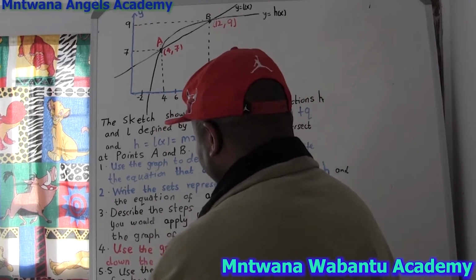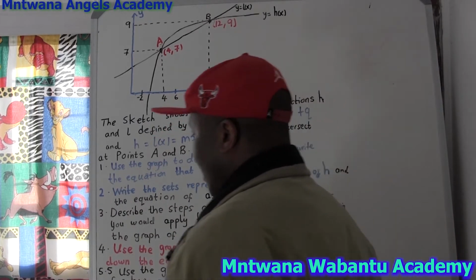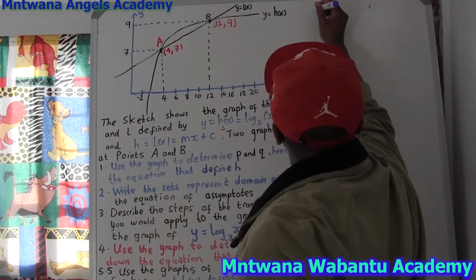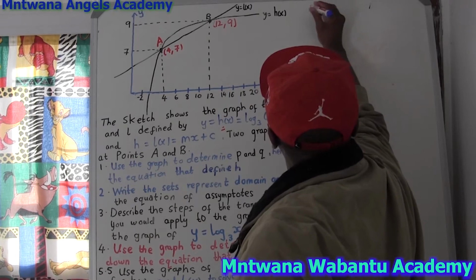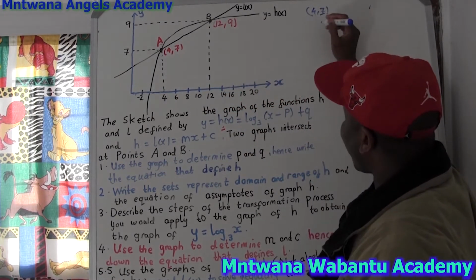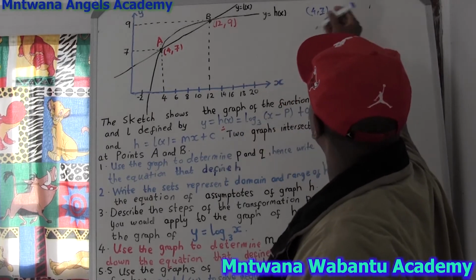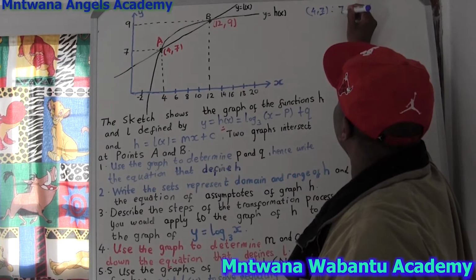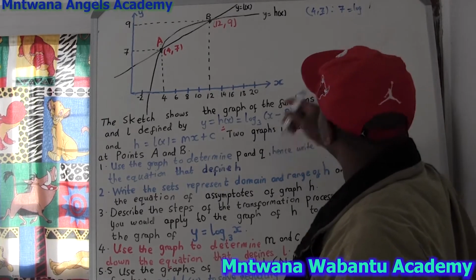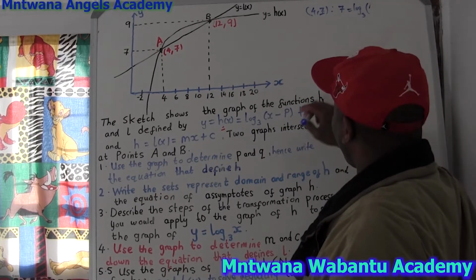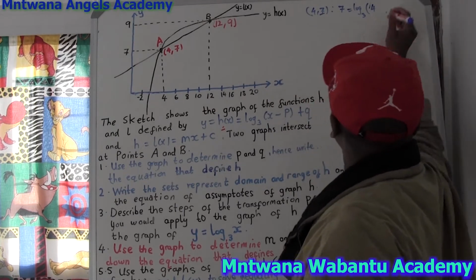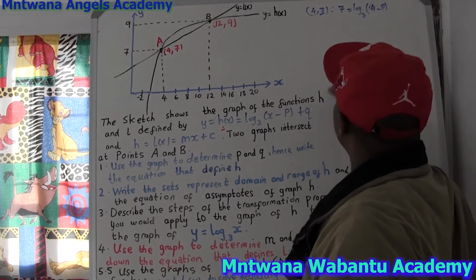So now let's go. We have 4, 7. This 4, 7, we're going to substitute in the logarithmic function. This is y, this is x. What is y? Y equal to 7, so this is going to be 7 equal to log base 3. What is x? X equal to 4, then minus p, plus q.